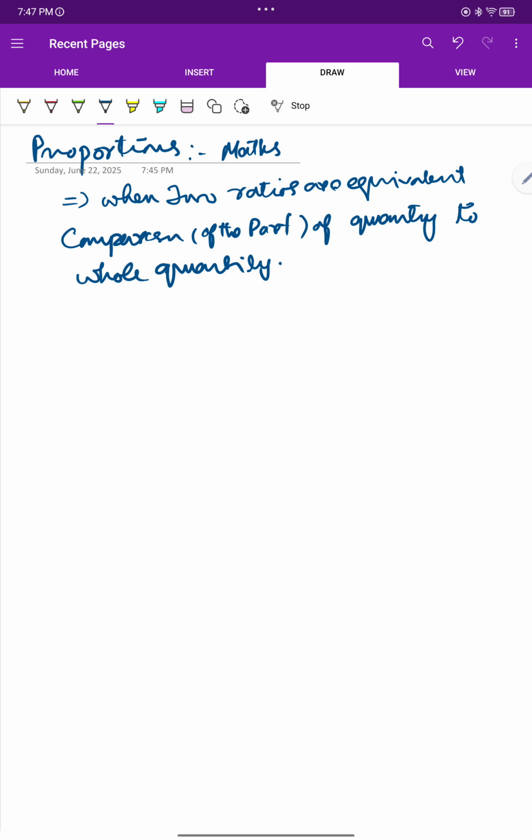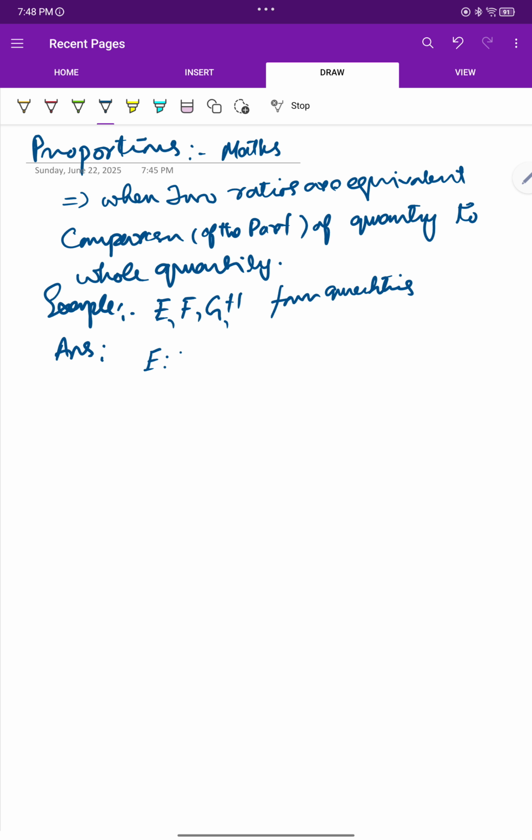So here is an example, just to understand what it is. The example says that there are E, F, G, and H. These are four quantities. So how can you write this in proportion?